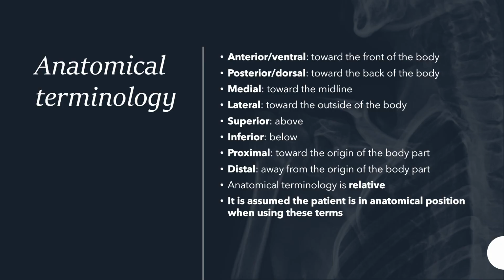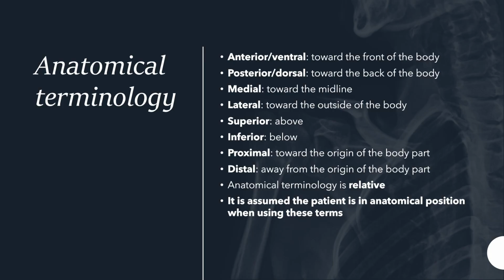If something's medial, then it's toward the midline of the body, and lateral is away from that midline toward the outside of the body. Superior means above, inferior means below, and similar terms, proximal and distal. Proximal means toward the origin of the body part, which often is the superior part of it, but we use this usually with extremities, arms and legs. So we can say that the shoulder is proximal to the elbow because it's closer to where that arm inserts into the body. Whereas the elbow is distal to the shoulder because it's further away from where that arm inserts into the body. So we can use that for the arms or legs, proximal and distal.